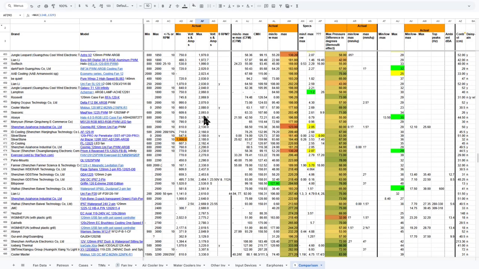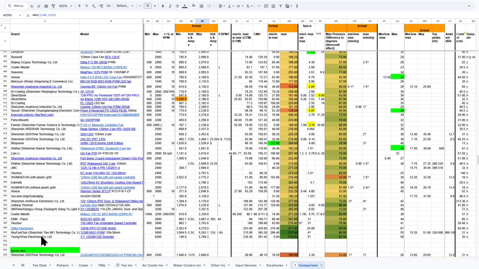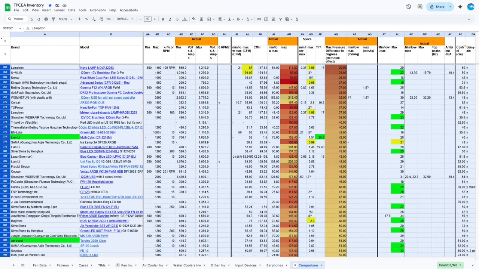It's only in the third quartile. So yeah, it's pretty far away from this young Yeehaw. So let's take a look at airflow and pressure difference.